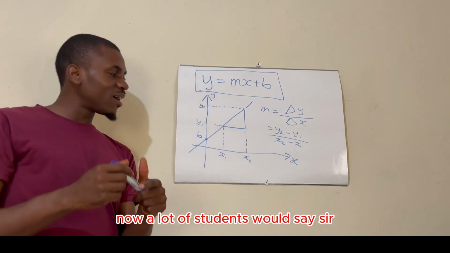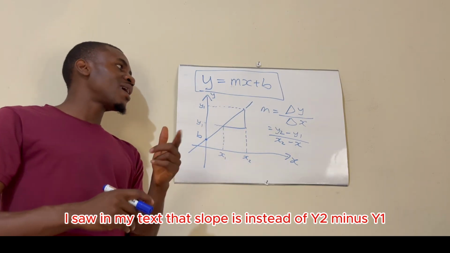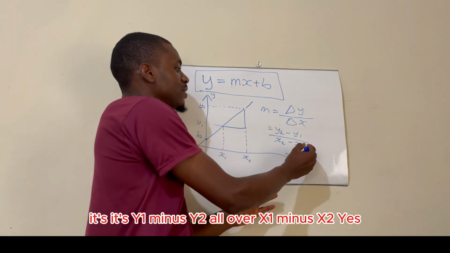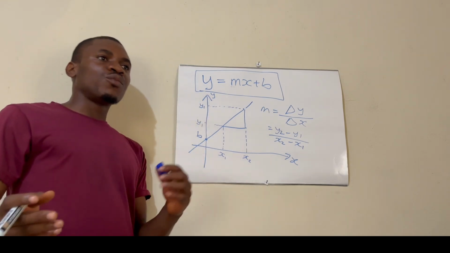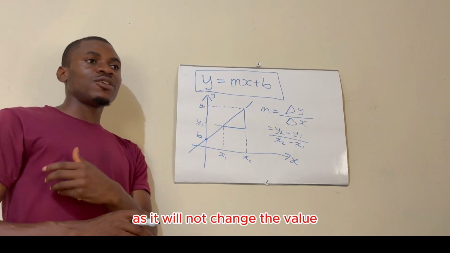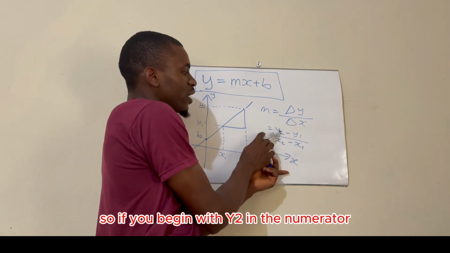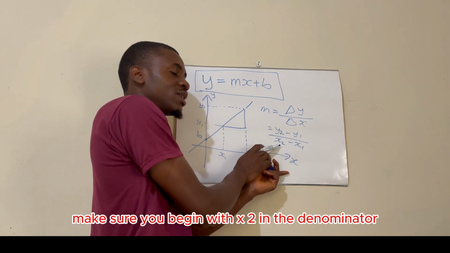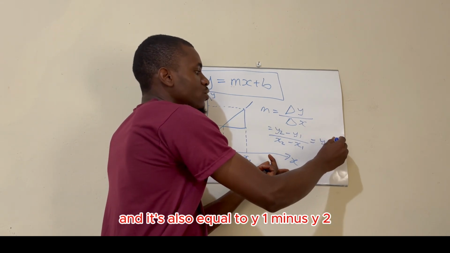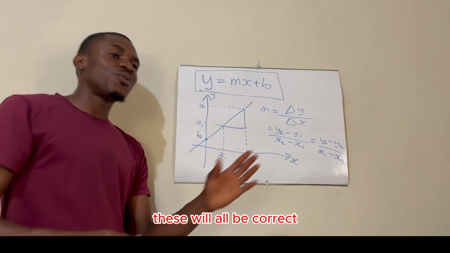Now, a lot of students would say, sir, I saw in my text that slope is, instead of y2 minus y1, it's y1 minus y2 all over x1 minus x2. Yes, whichever one comes first is not important, as it will not change the value. What you should be interested in is ensuring that you're consistent. So if you begin with y2 in the numerator, make sure you begin with x2 in the denominator. So slope is equal to this, and it's also equal to y1 minus y2 all over x1 minus x2. These will all be correct.